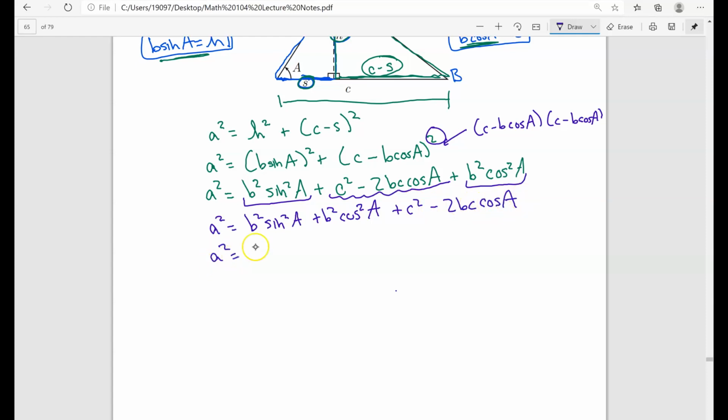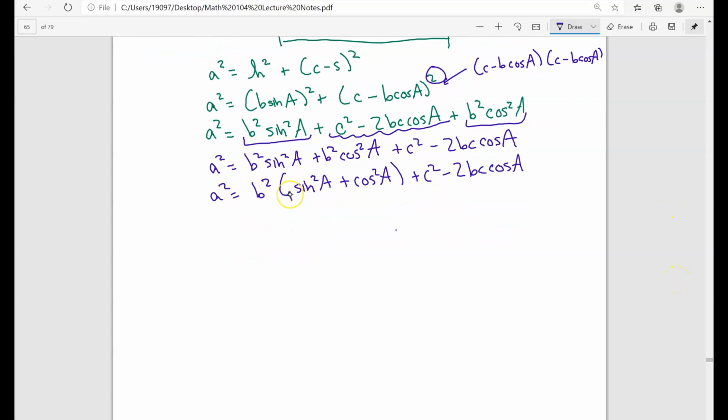So I'm going to factor out the b squared, and I'm going to be left with sine squared A plus cosine squared A, plus c squared minus 2bc cosine of A. All right, so now notice here that this is just an identity, because sine squared plus cosine squared equals 1. So all I'm left with is just b squared, because this thing is just going to be 1. Then plus c squared.